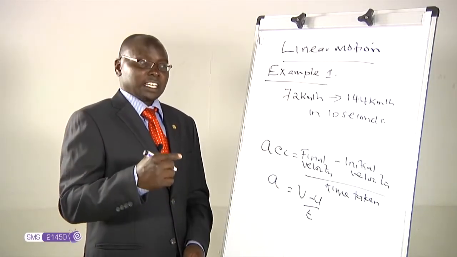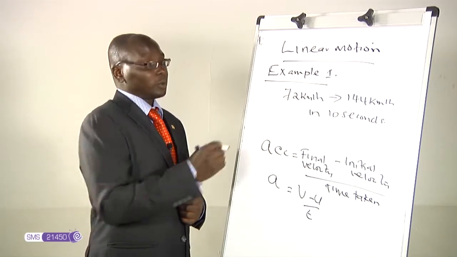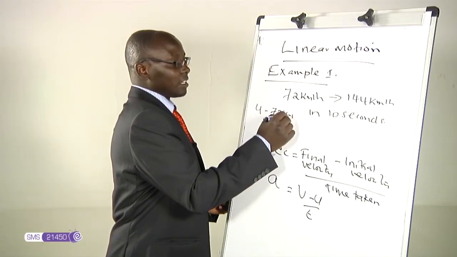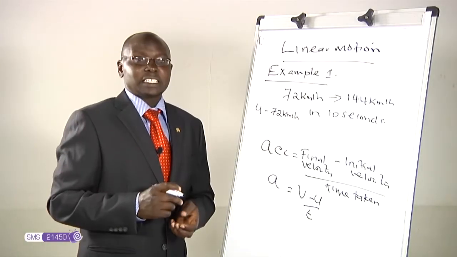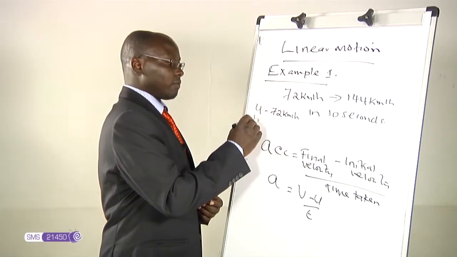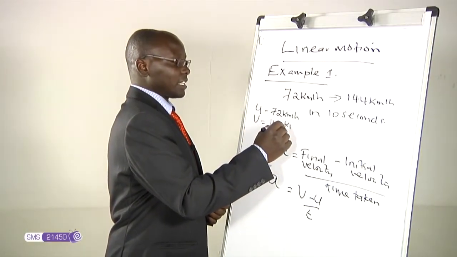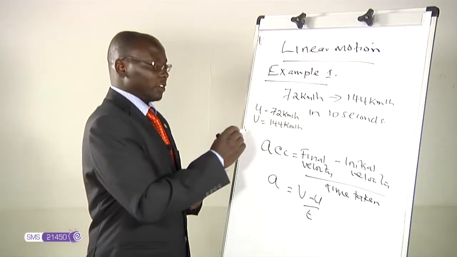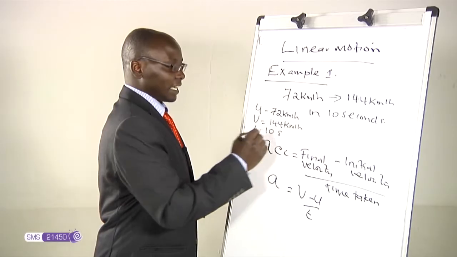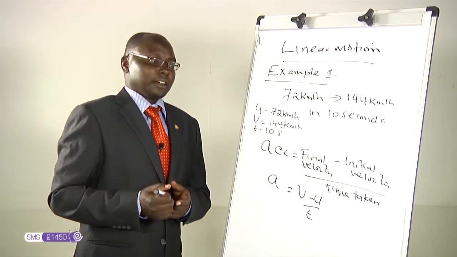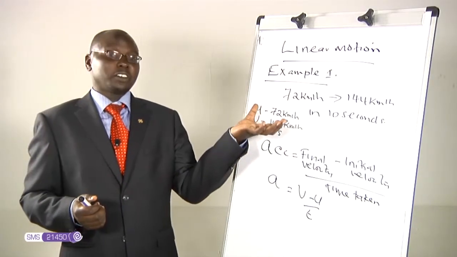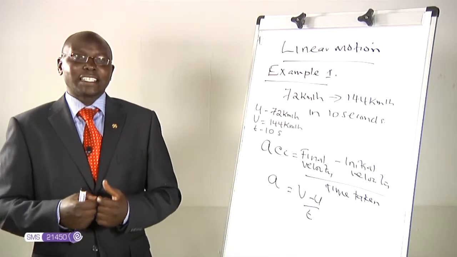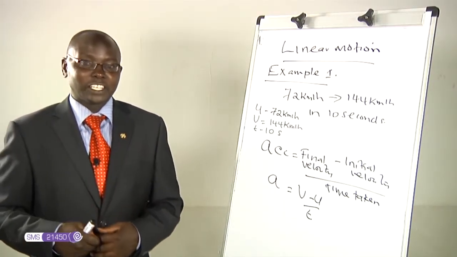It is good in physics to write what you have. We have the initial velocity, u, which is 72 kilometers per hour, and this changed to a final velocity of 144 kilometers per hour. What time did it take for this velocity to change? It only took 10 seconds. So we have the initial velocity, the final velocity, and the time, and what we are required to do is calculate the acceleration.